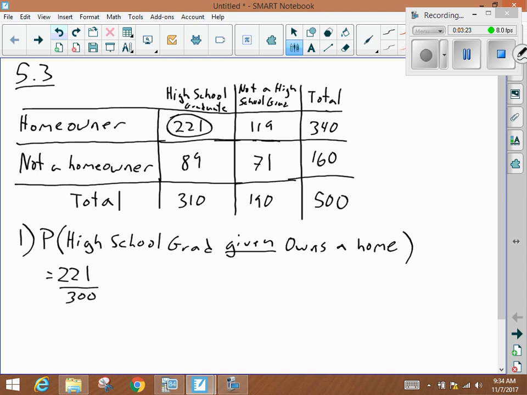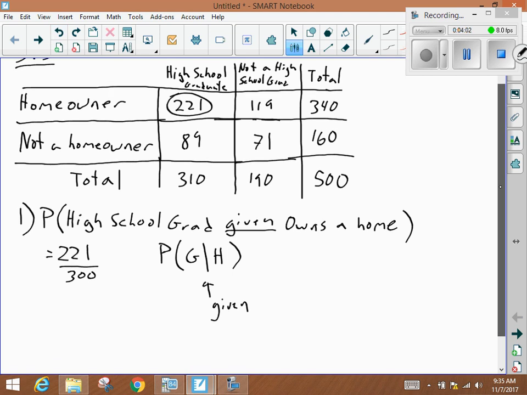Let's do another one. And also, we can use this notation for this. We could say that this is the probability of a graduate given, that's what this line means. This line means given. So we can use that notation. Probability G given H. That's how you say that. Probability of G given H. I used up a massive amount of space with that little bit there.